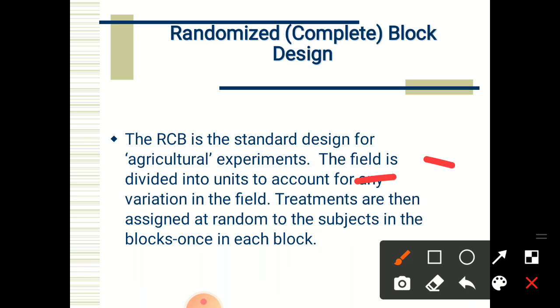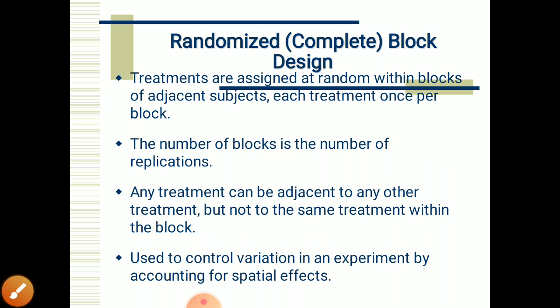So other things about the randomized complete block designs, I will just read out. You can see that treatments are assigned at random within the blocks. I told you, lactation number 1, if you have 4 lactation animals, in each treatment you allocate the animals belonging to each lactation. That is the meaning. Treatments are assigned at random within blocks of the adjacent subject, each treatment once per block. So this you will understand.